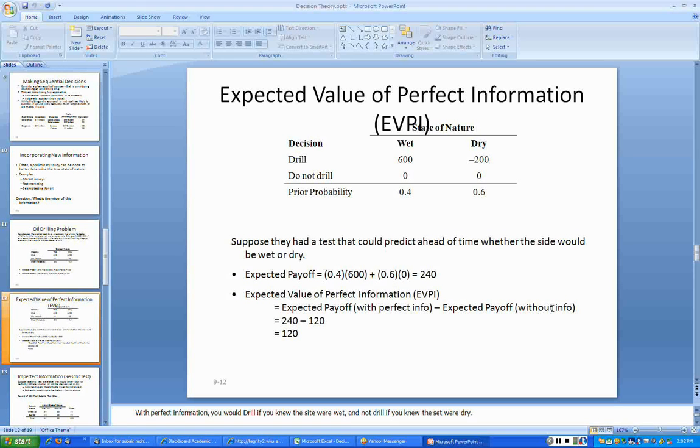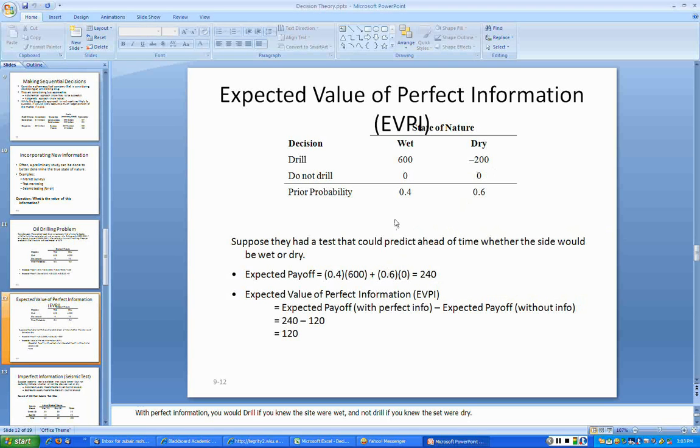So that's the expected value of perfect information. If this person says yes, it's going to be wet, then we know we have to drill and we make $600,000 in profit. So what is the probability of making that? That's 0.4 times 600. The expected payoff with perfect information is 0.4 times 600, plus, if this person says no, it is going to be dry, then we would lose $200,000 if we drilled. So we don't drill, because the best option for us is not to drill and not incur any cost at all. That is 0.6 times 0, which is nothing but 0.